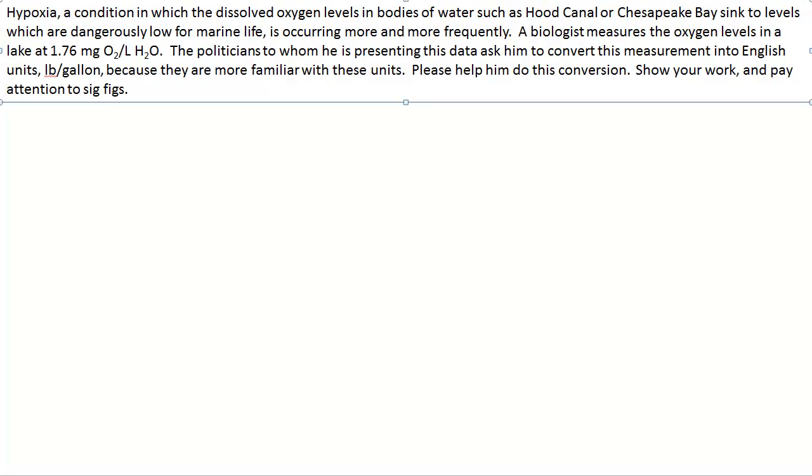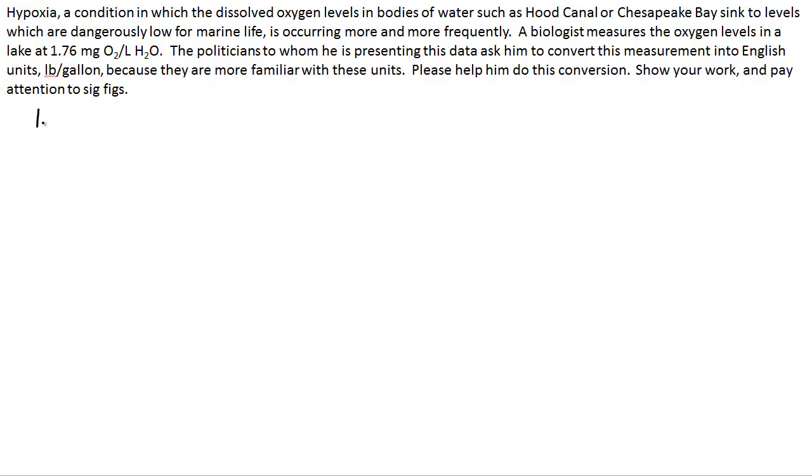Okay, here's one last example. We're talking about hypoxia, and a biologist measures the oxygen levels in a lake at 1.76 milligrams of O2 per liters of water. So I know this seems really confusing in typeset. It's not easy to see. So if I write it out, it'll probably make a little bit more sense.